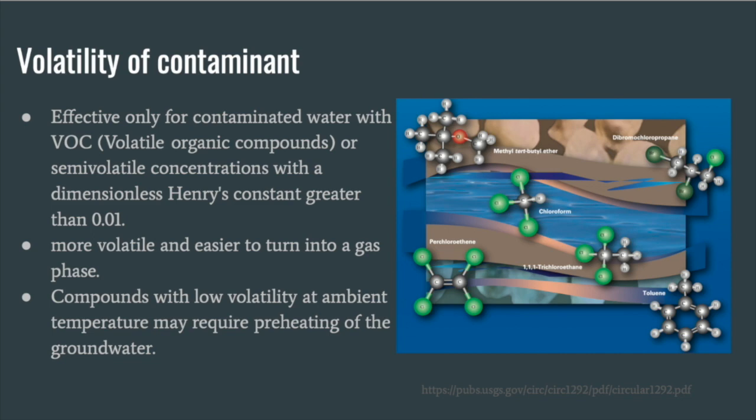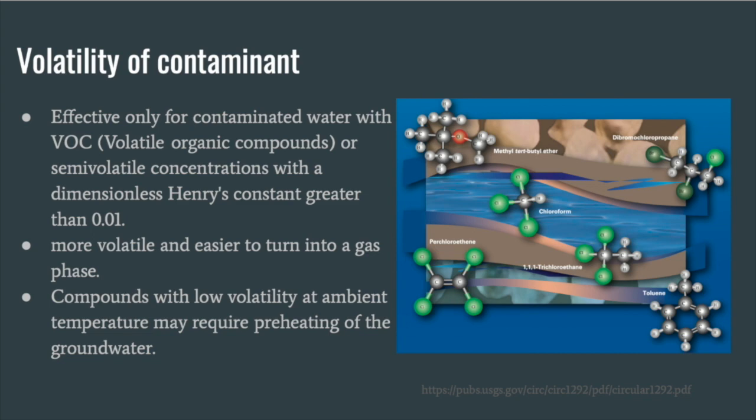Air stripping is usually effective in removing volatile organic compounds. Volatile organic compounds are organic chemicals with high vapor pressure at room temperature. There are different kinds, for example, very volatile compounds and semi-volatile compounds. With highly volatile VOC compounds, the air stripping efficiency would be high.